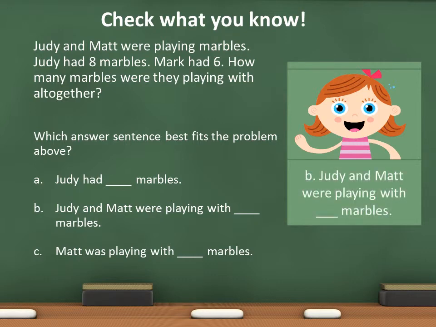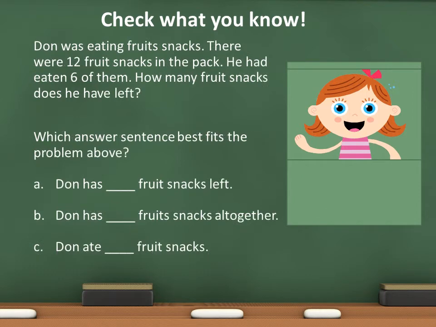The correct answer is B. Judy and Matt were playing with blank marbles. Looking back at the problem, we remember that we are told that Judy had 8 marbles and Mark had 6. The question was how many were they playing with all together. Those are the clues we needed to know that we were looking for how many marbles they were playing with together. So that makes B the best choice.